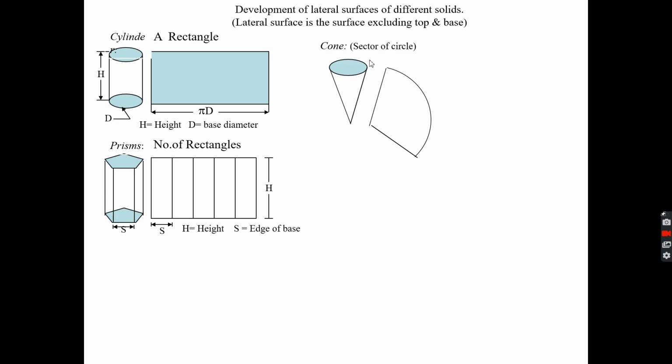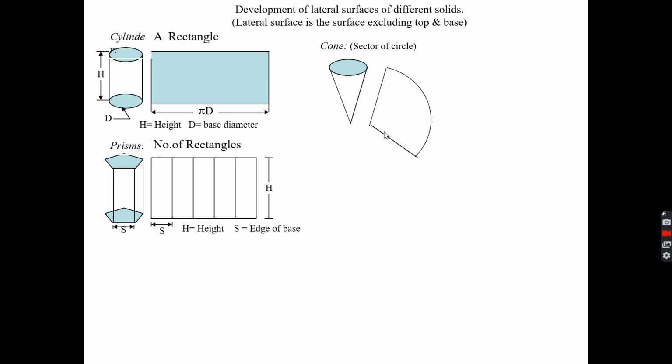From the base or diameter of the cone, you can get the length of this arc, and this length is nothing but this length. If you know these two things, how can you make the sector of the circle? If you know this angle, you can easily make that part.